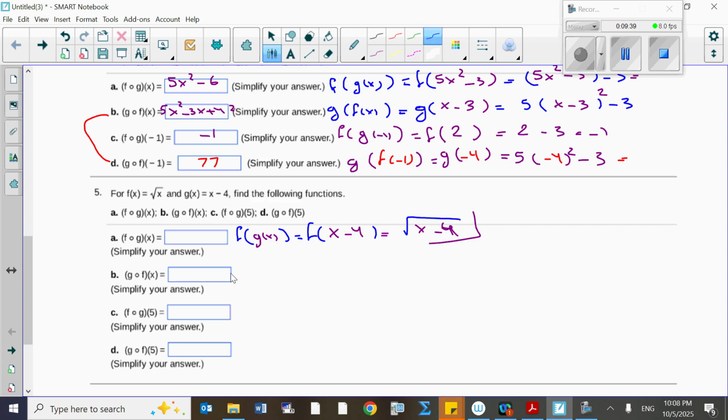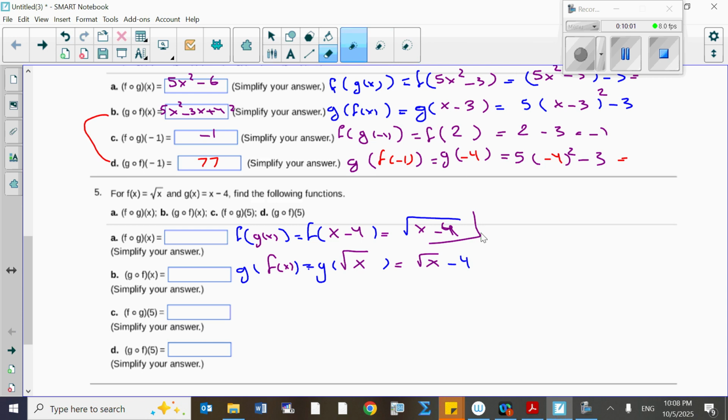Now let's find g of f. What is f of x? It's the square root of x. g was supposed to be x minus 4, but now my new x is root x. So notice the difference between this one and the one on top. On the top, x minus 4 are both on the radical, but here only x is on the radical. Minus 4 is outside.